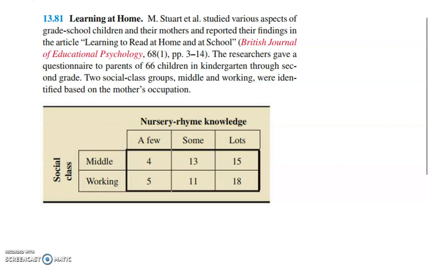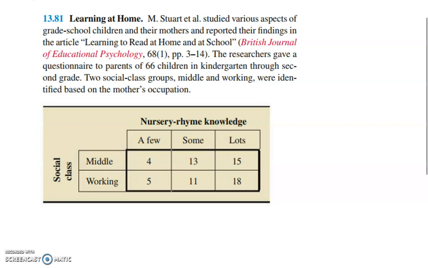The researchers gave a questionnaire to parents of 66 children in kindergarten through second grade. Two social class groups, middle and working, were identified based on the mother's occupation. So here we have nursery rhyme knowledge split into categories of few, some, and lots of nursery rhymes. I'm assuming all these were defined as to what made up a few, some, and lots. And then we have social class, middle and working.